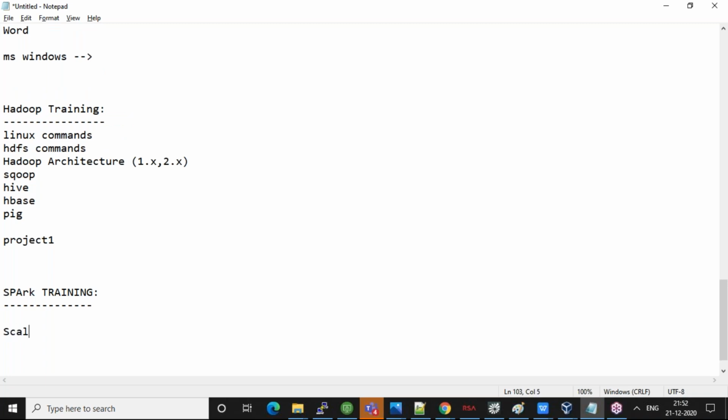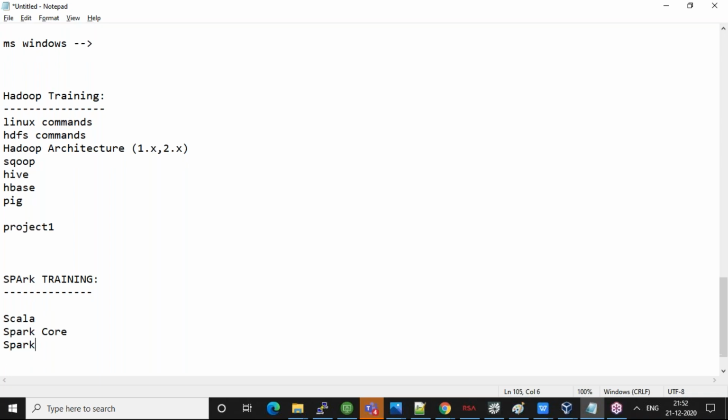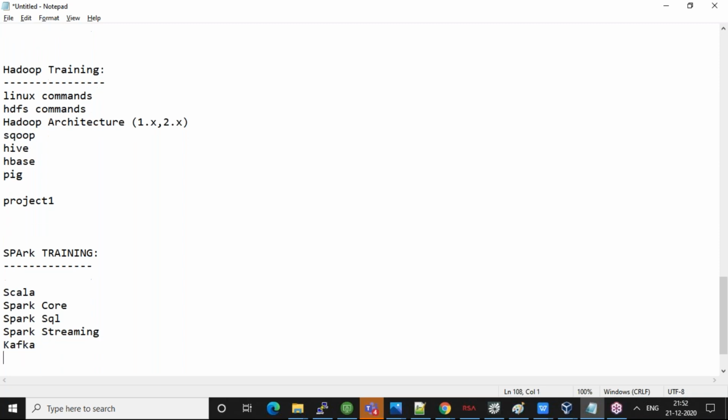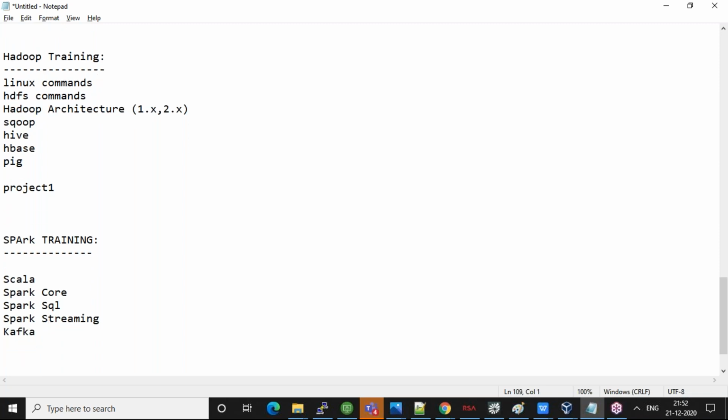Once it is completed, after that I want to start Spark. Here first I want to start Scala. Second, Spark Core and Spark SQL. Next, Spark Streaming and Kafka. Once it is completed, I will show how to explain a project in interviews. This is the first one.